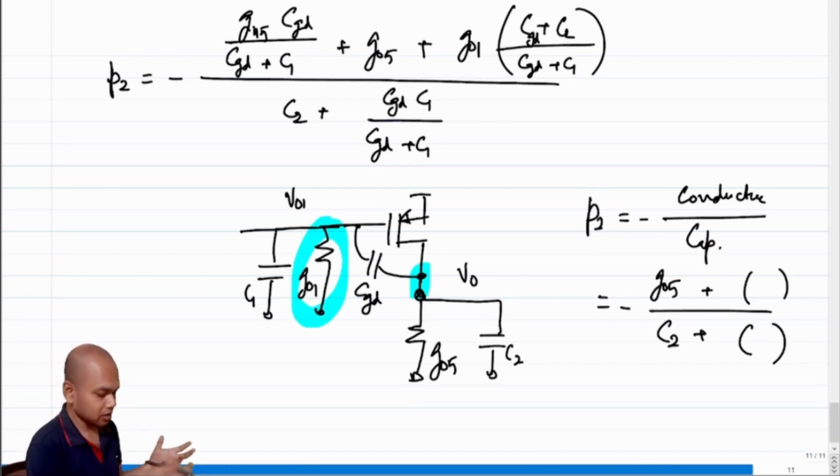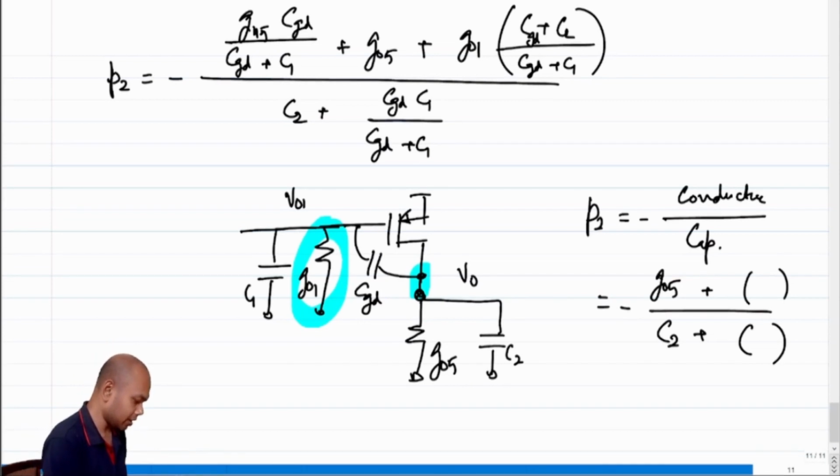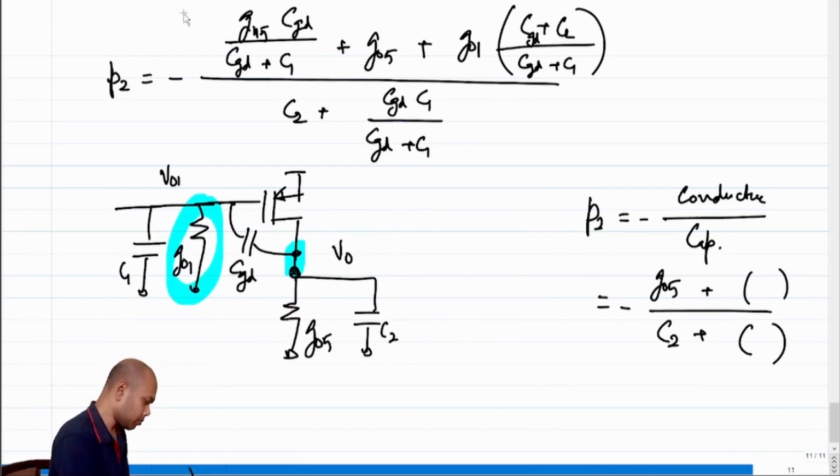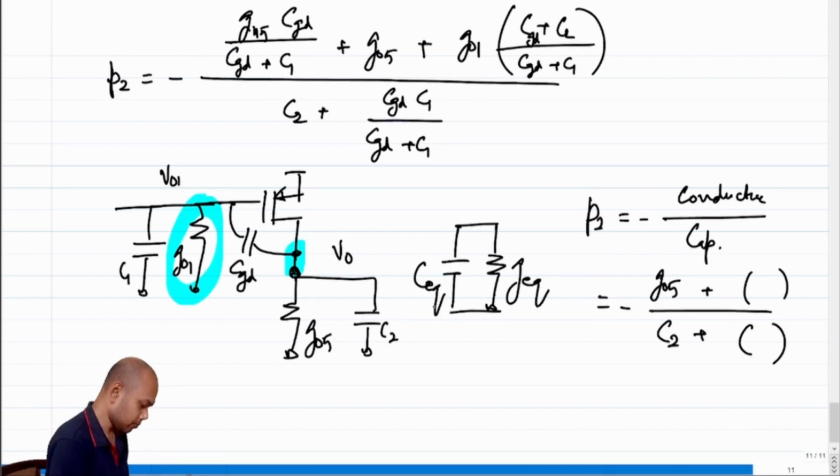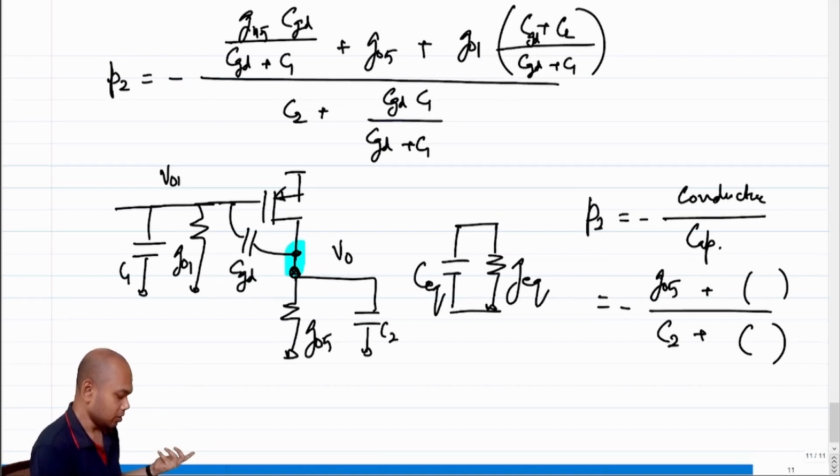If I can express P2 in terms of some equivalent conductance, essentially what we are trying to do is see if we can express the conductance and capacitance associated with the node V0 as some G equivalent and some C equivalent. Okay, so let's see if we can figure this out. Let's start with the easier one. Let's start with C equivalent. So what is C equivalent?